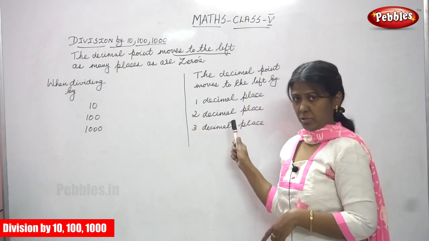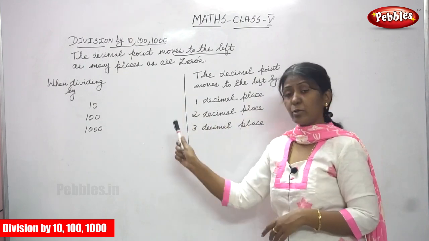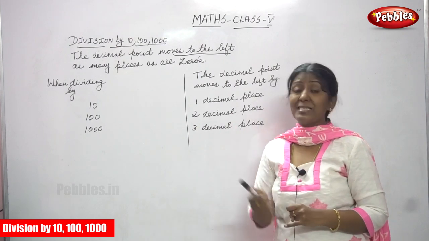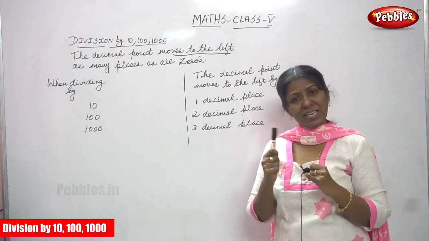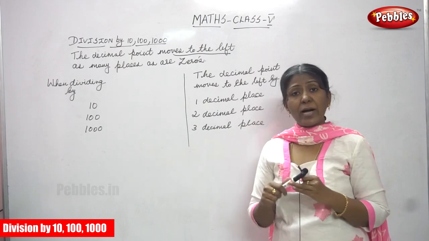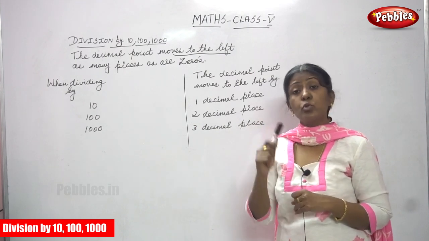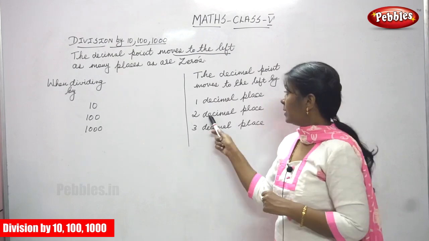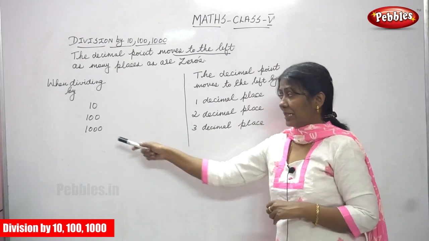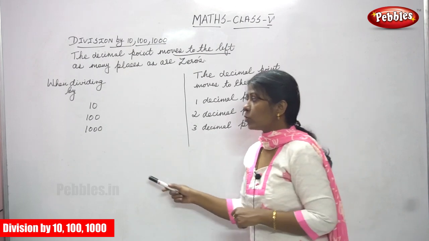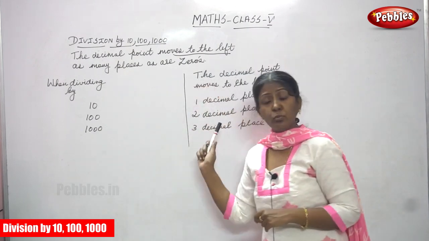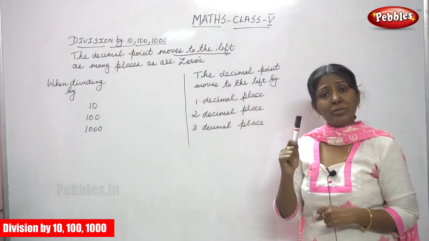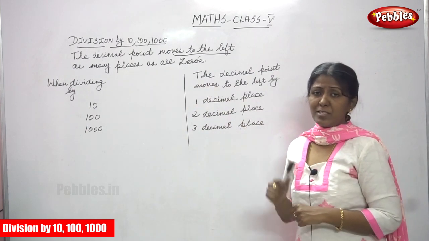To the left side you have to move only one decimal place while dividing by 10. Then while dividing by 100, you have to move two decimal places to the left. And thousands, how many zeros? Three zeros. So you have to move three decimal places to the left.